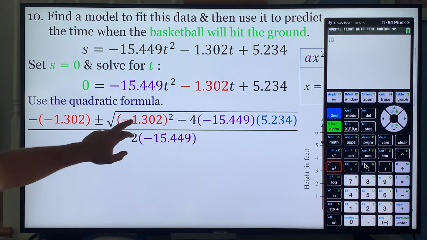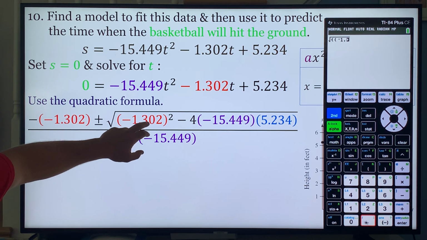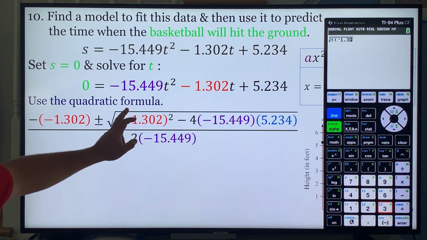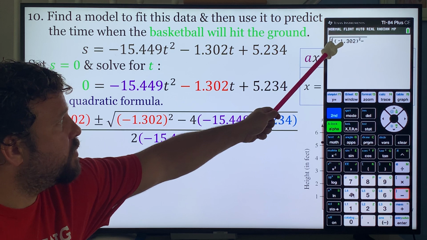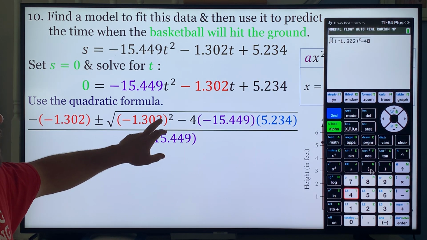You can do this part first. You put your square root. You have to put the negative 1.02 squared in parentheses. But you also have to open up a parentheses for everything under there. That's why you can see there's 2 parentheses here. Parenthesis, the squared, because this becomes positive.